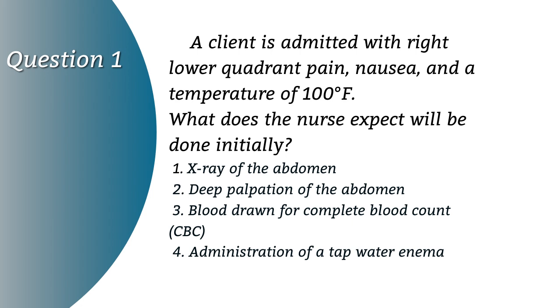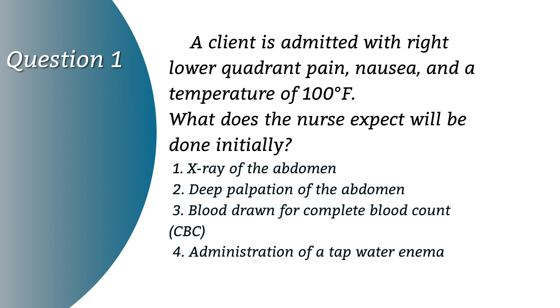Why do we do a blood count? We want to know if it's an inflammation or an infection, because the blood count will reveal increased white blood cells. And of course, we know increased white blood cells could mean there is an infection in the system or inflammation that occurred. So the best option to this question is number three.